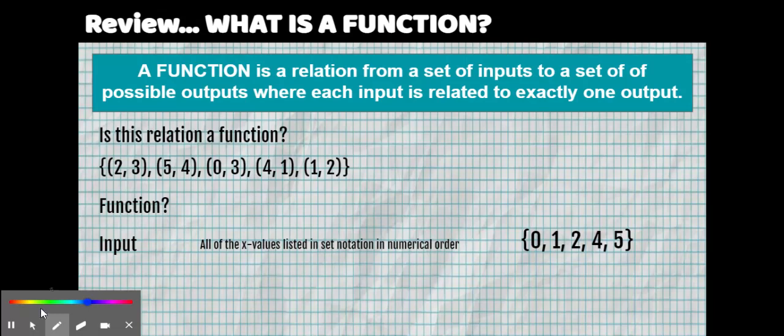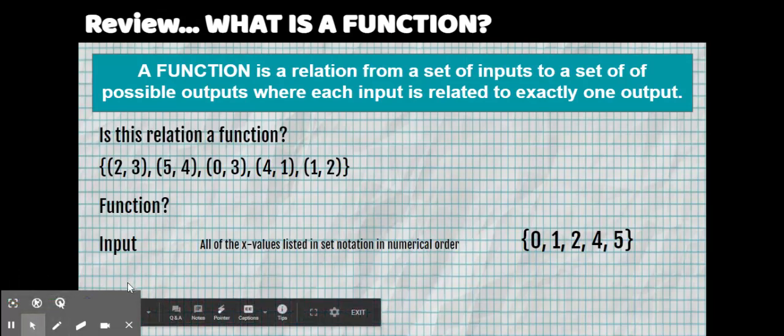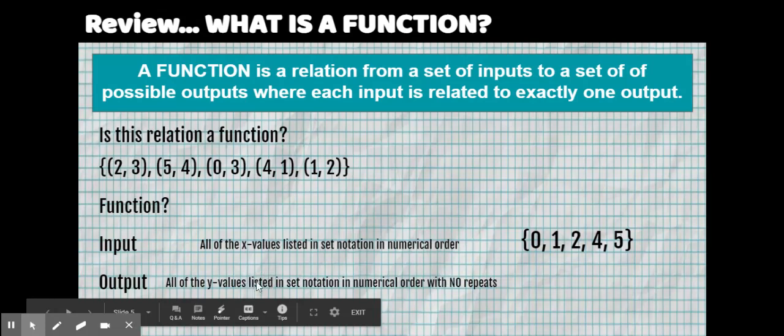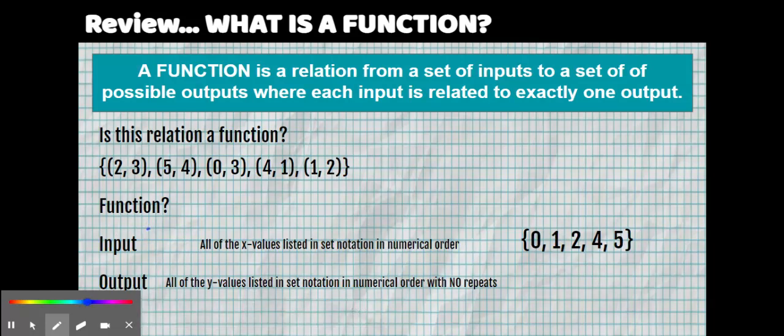And then right after that, we have to do our output values. So our output values, if you remember, are all of your y values listed in set notation in numerical order. But again, we can't have any repeats when we list our output values. Repeating output values are allowed. We just don't write them within our list of our output. What is not allowed is repeating x values.